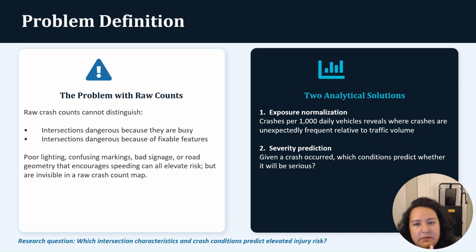My project addresses this from two angles. First, the exposure normalization that I talked about previously, dividing crash counts by traffic volume to identify where crashes are unexpectedly frequent relative to the traffic passing through. And second is severity prediction: given that a crash did occur, what conditions predict whether it will be serious? These are complementary questions, and together they give a more complete picture of street danger than raw counts alone, in my opinion.